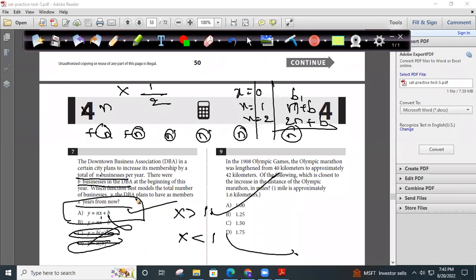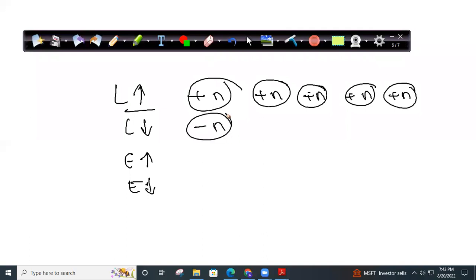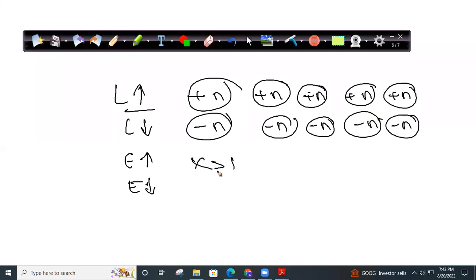The best way of solving this question: again I'm repeating, most important, there are 4 things. Linear increase, linear decrease, exponential increase, exponential decrease. Linear increase is when something increases by the same number each and every time. When it decreases by the same number each and every time, it is a linear decreasing function. When it is getting multiplied by a number greater than 1, it is an exponential increase. When it is getting multiplied by a number less than 1, it is an exponential decrease.